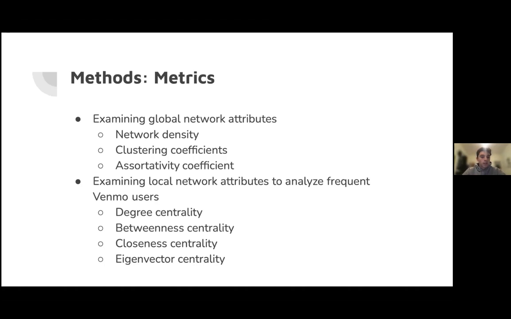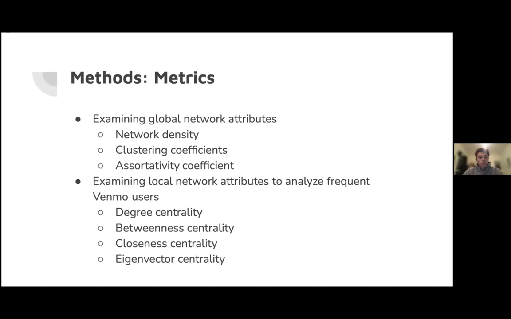We're also going to look at clustering coefficients, and this will be helpful for determining subgroups of people and users that are often Venmoing each other. So for example, this could be a group of friends that go out frequently and split Ubers or dinners and whatnot. And then lastly, we want to look at the assortativity coefficient. And this is helpful again for determining similar groups of Venmo users, whether it be through the frequency that they actually use the app for transactions, or whether they have similar attributes.